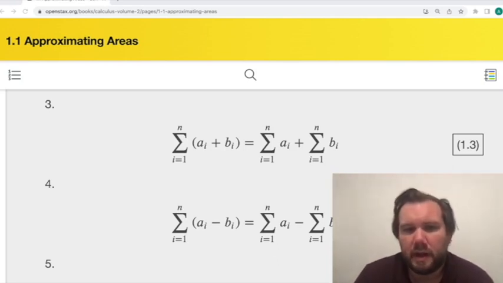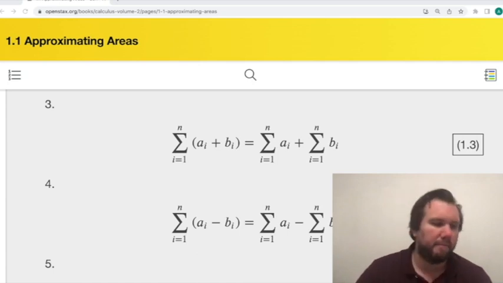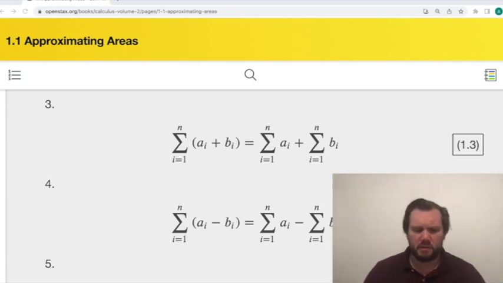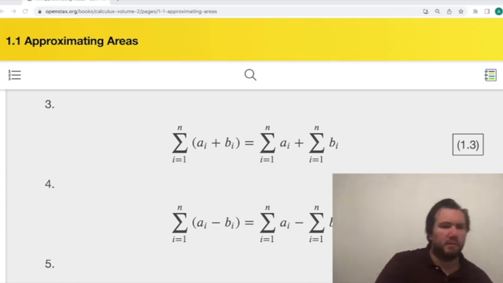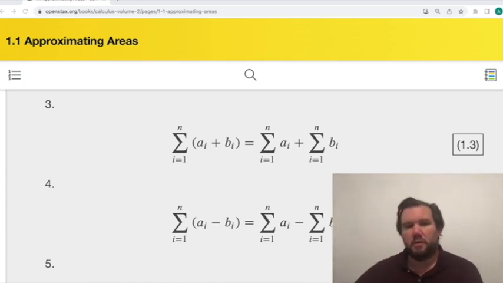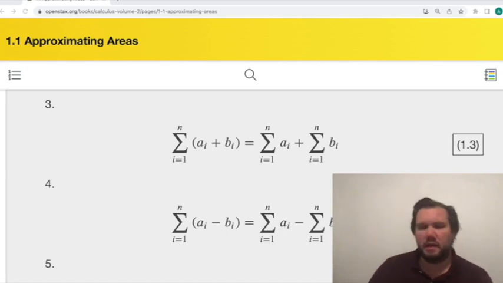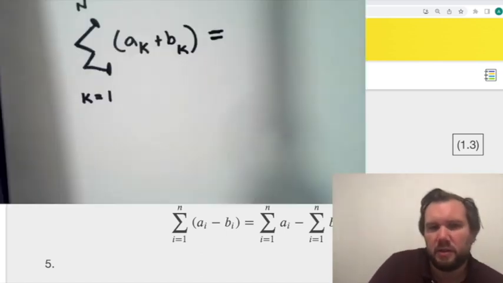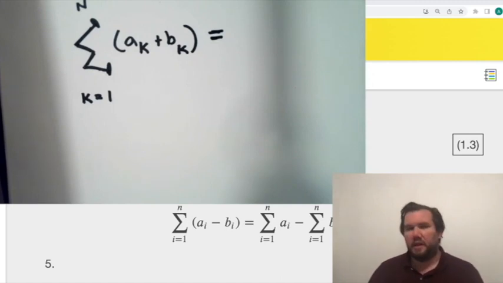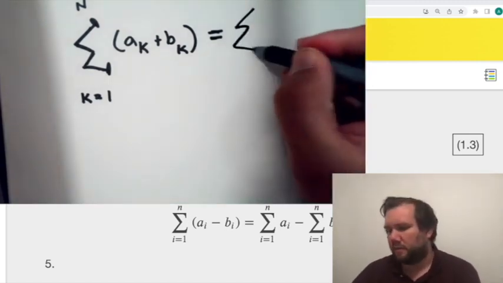Let's look at this third property, and this is the last one we'll do. The sum from i equals 1 to n of a_i plus b_i is equal to the sum from i equals 1 to n of a_i plus the sum from i equals 1 to n of b_i. It's a lot of symbols and it may look really complicated. But all it means is that we can split sums. So we're looking at a sum, and inside the sum there's two things added up. And we can just split those up.